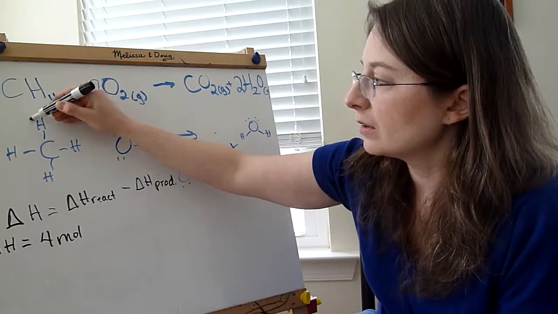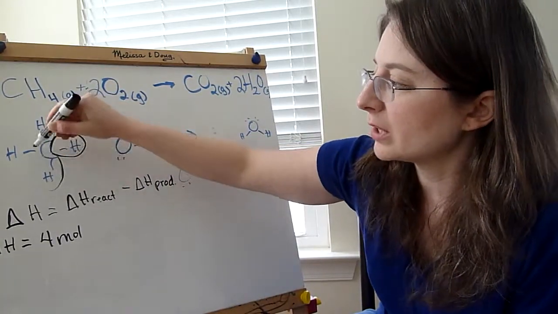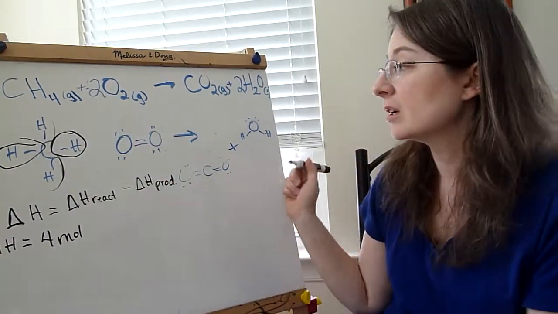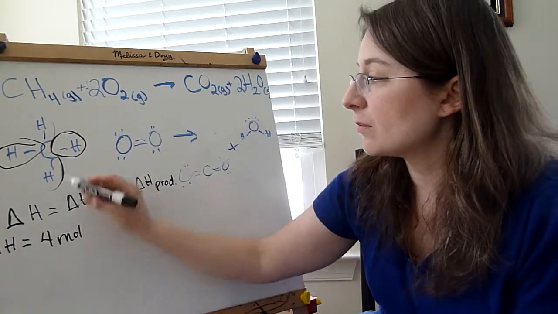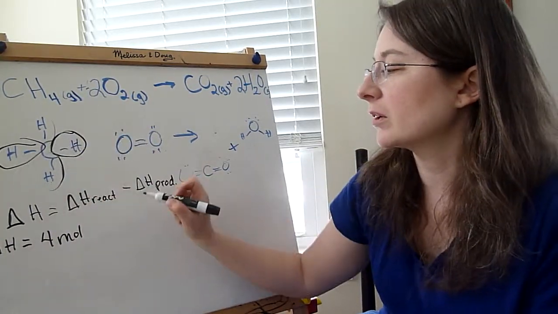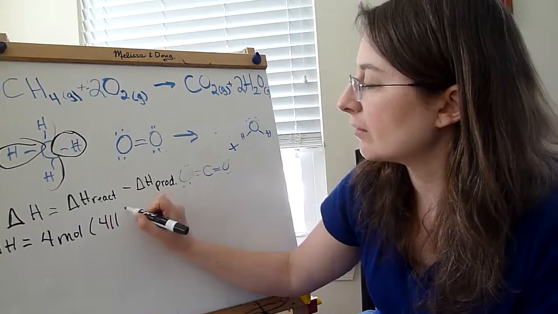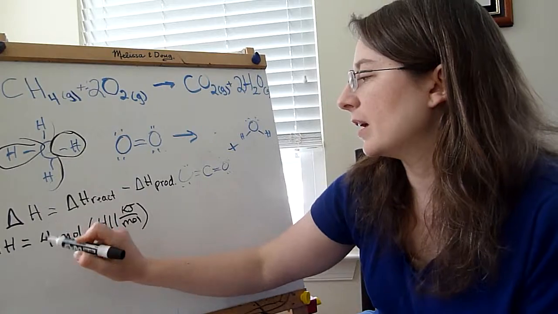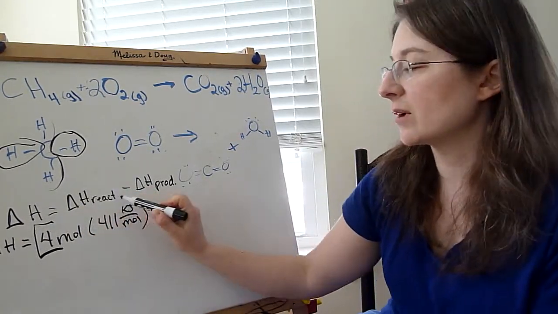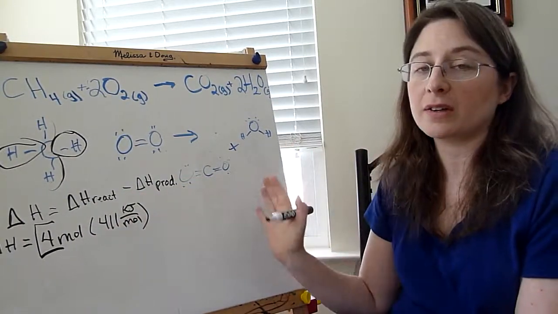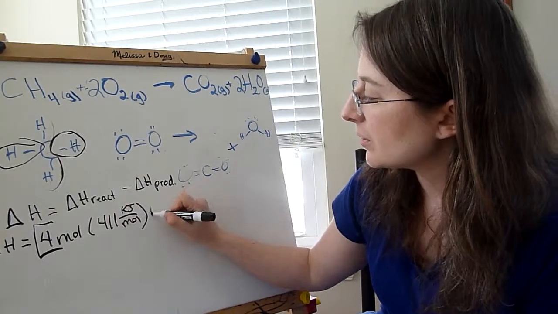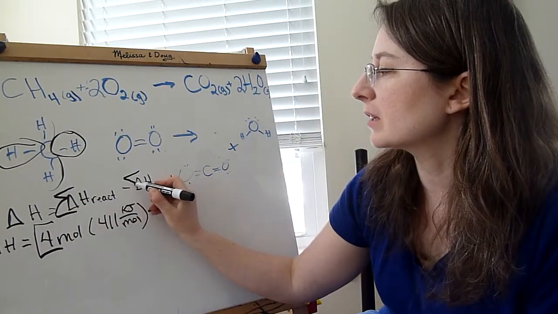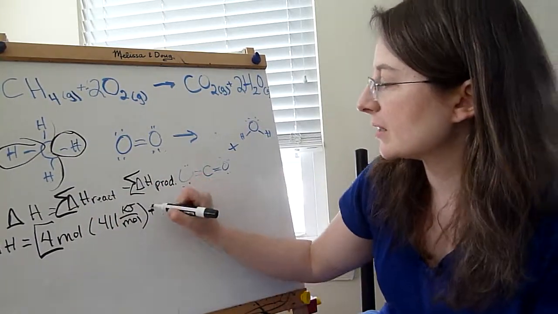And I have 1, 2, 3, 4 moles of bonds because there are 4 CH bonds in each molecule of methane. So 4 moles of bonds, even though it's one molecule, times 411 kilojoules per mole. That's my first reactant, and it's actually good to use a bracket to surround the reactants and another bracket to surround the products so you really keep them straight. So you add up the sum of the reactants, actually the whole equation has sums here. So you add up all the reactants and you add up all the products.